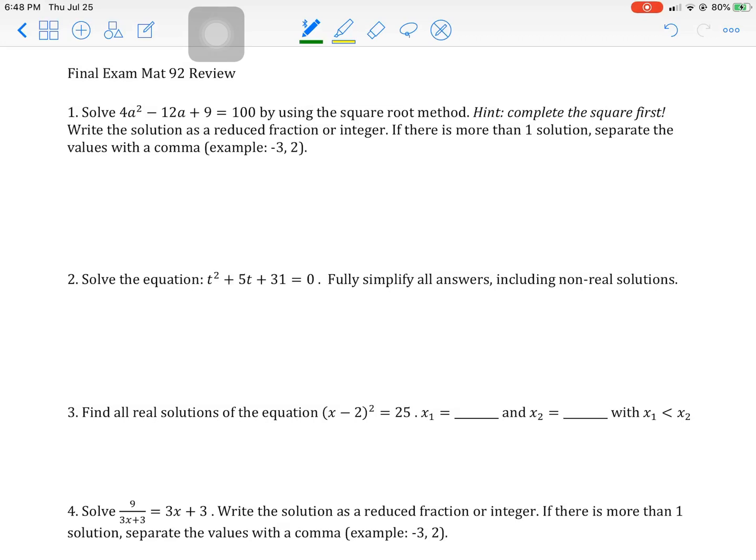Number one's got a little bit of everything. If it gives a method to solve your quadratic equations, you have to use the method it asks for, even though there's 4 different methods. So follow directions. This one says solve the quadratic by using the square root method, but then it says complete the square first. So let's do that.